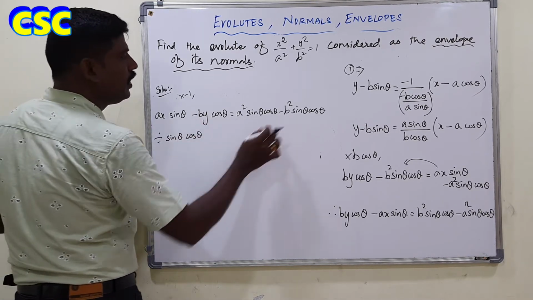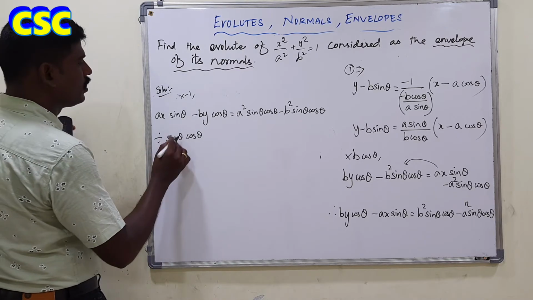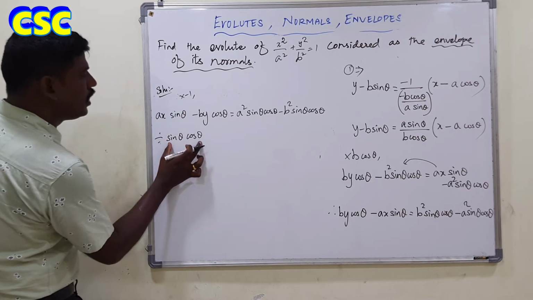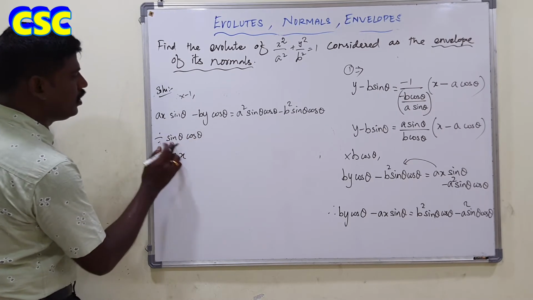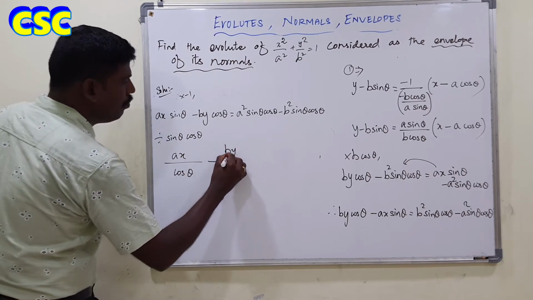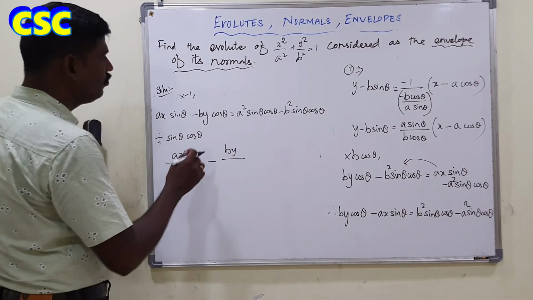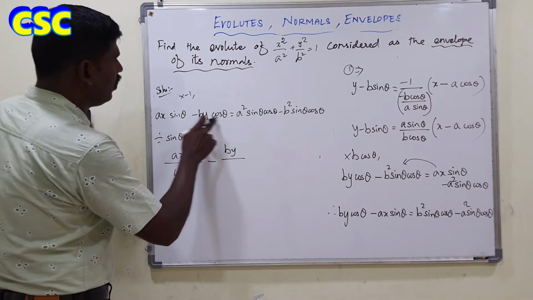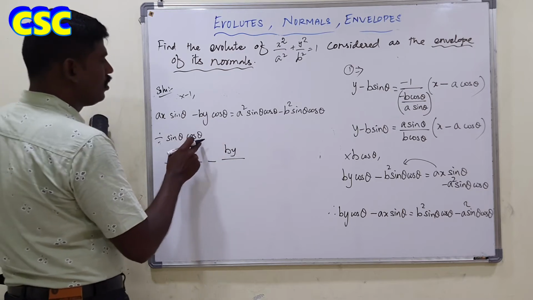So divide each and every term by sin theta cos theta, right? So ax sin theta divided by sin theta cos theta: this sin theta cancels with this sin theta, so the remaining cos theta is in the denominator, minus by by sin theta, isn't it? Right. Good.